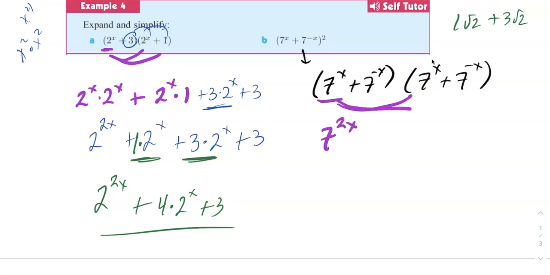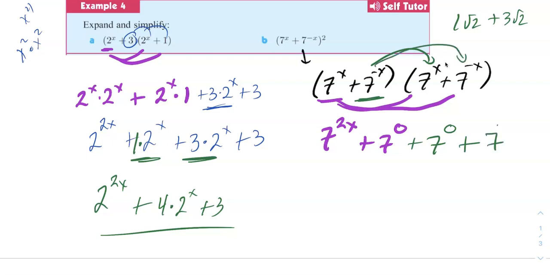And then the next one. Same thing here. Same base, add the powers. So that's plus 7 to the 0, because x plus negative x is 0. Move on. I get plus 7 to the 0 again, adding the powers. Move on, I get 7, add the powers, negative 2x. So I get that.